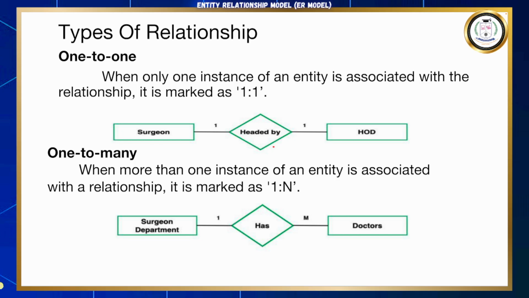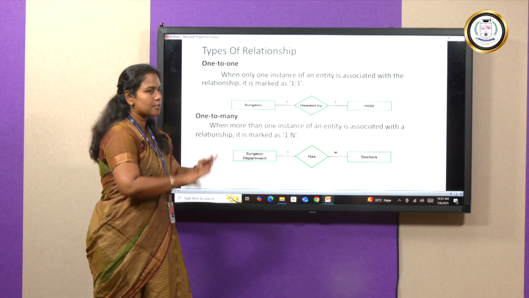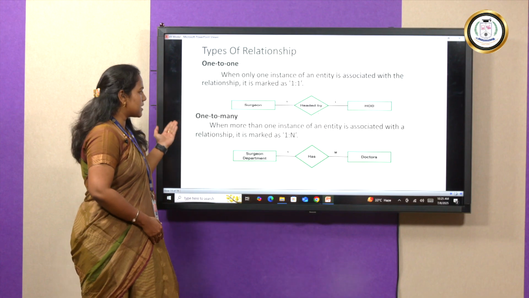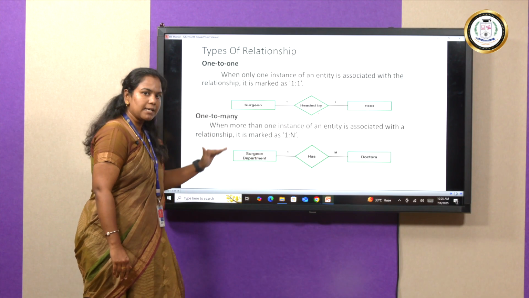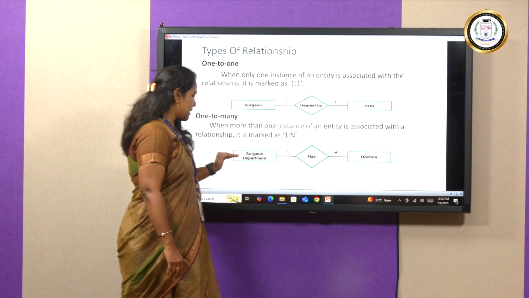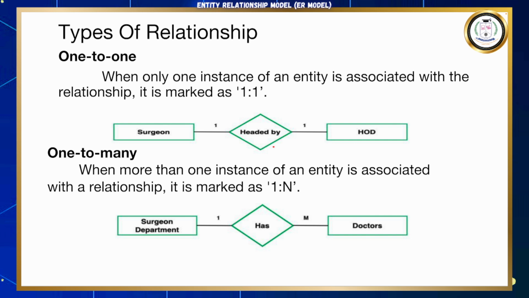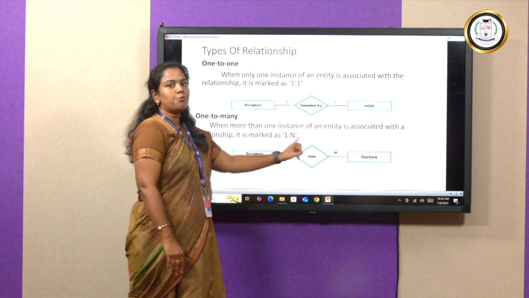The next one is one-to-many. If one entity holds only one instance, other entity holds n number of instances, that comes under a one-to-many. When more than one instance of an entity is associated in a relationship, that comes under one-to-many. Here a department has doctors. One department has n number of doctors. So 1:n number of doctors. Department is one department; in a department we can have n number of doctors. So department has doctors, 1:n, one-to-many relationship.